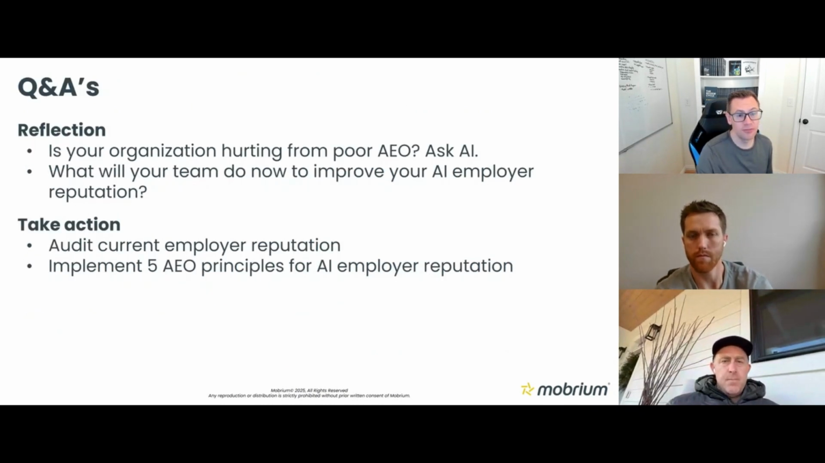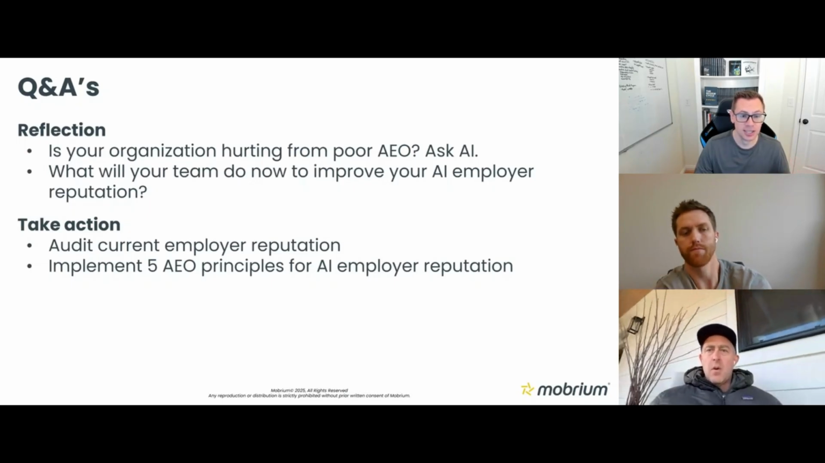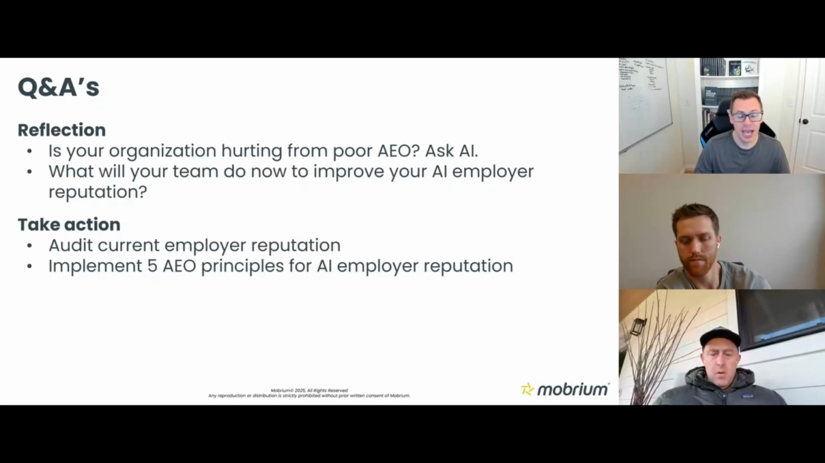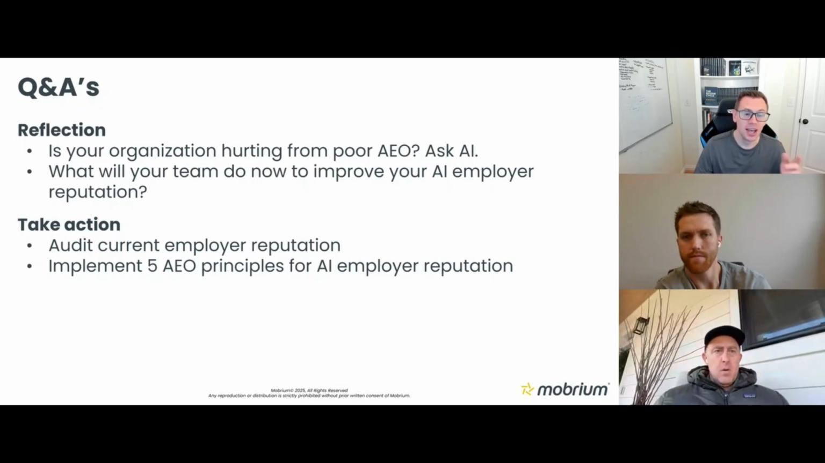But that takes us to the end of our 5 recommendations, our 5 strategies. And so in our remaining minutes here, I just want to open it up to Q&A. I would recommend, if you're wondering how your organization is doing, just ask AI. Go to ChatGPT, go to Copilot, go to Gemini, go to several different ones, and just ask. And it's going to tell you.